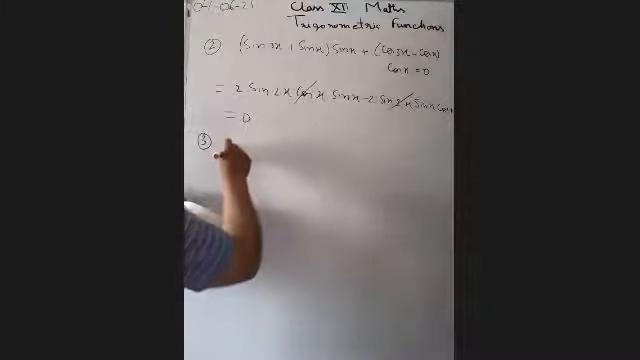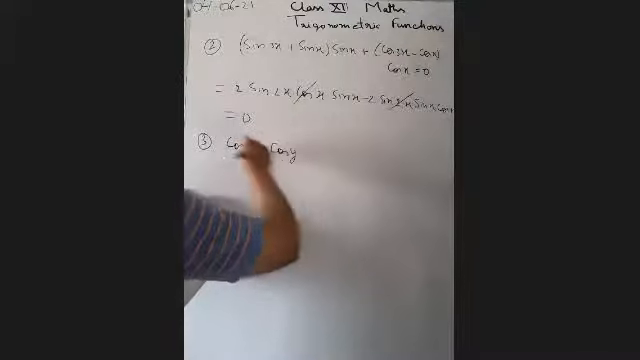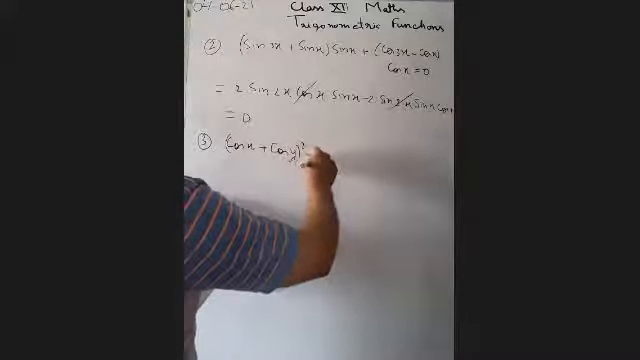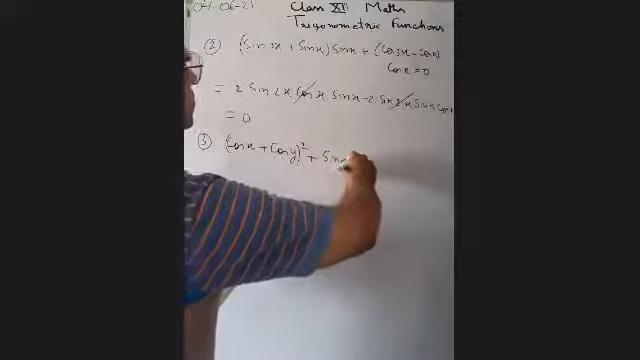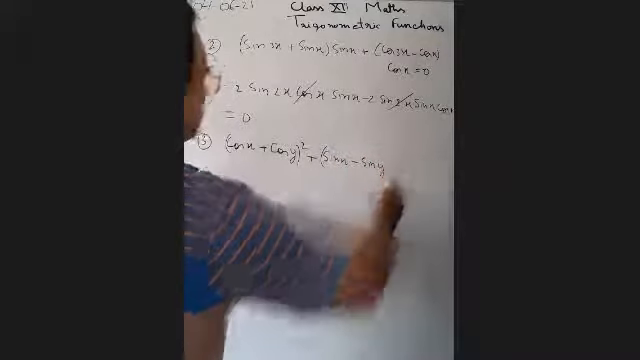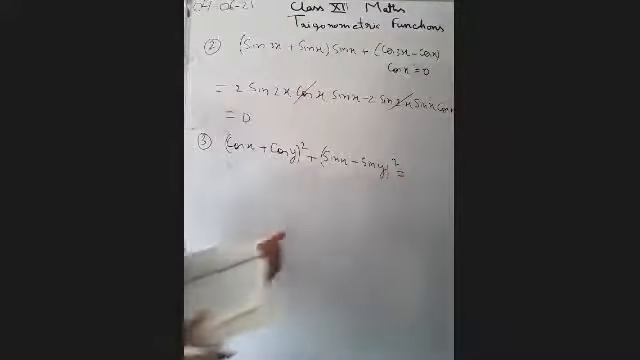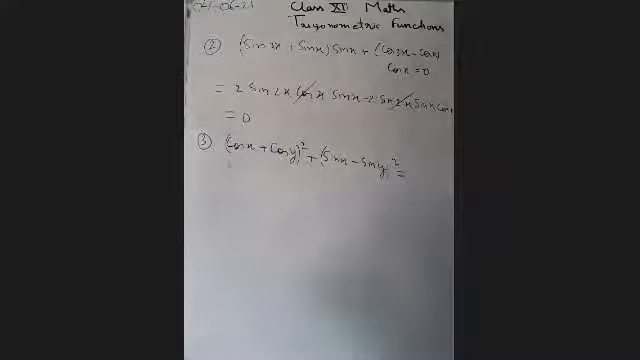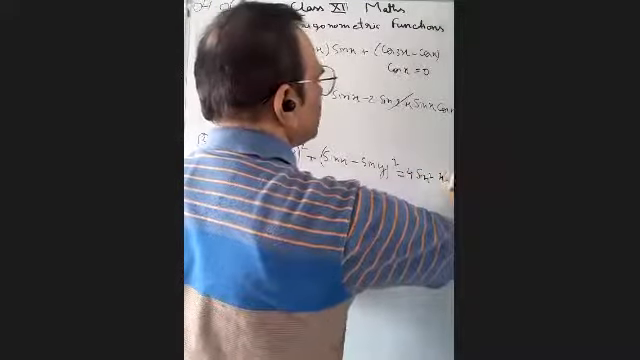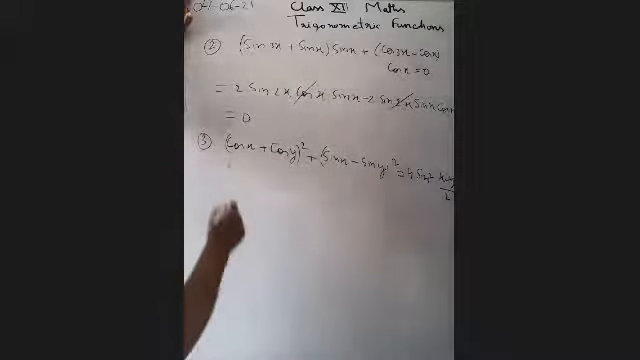Cos x plus cos y whole square plus sin x minus sin y whole square. We have to prove 4 sin square x minus y upon 2. So we are taking the left hand side.